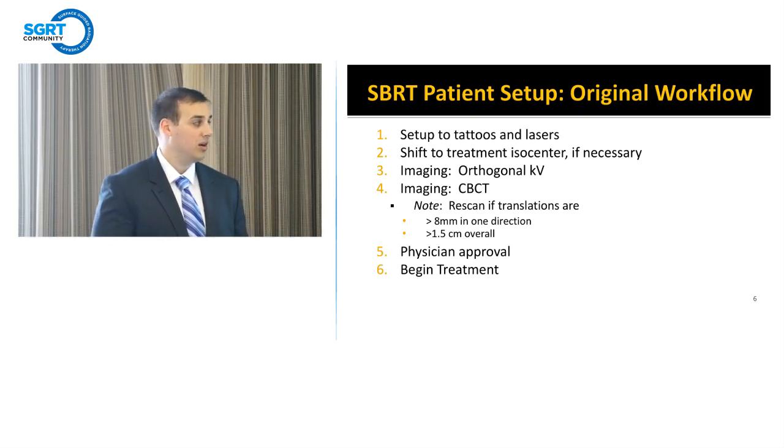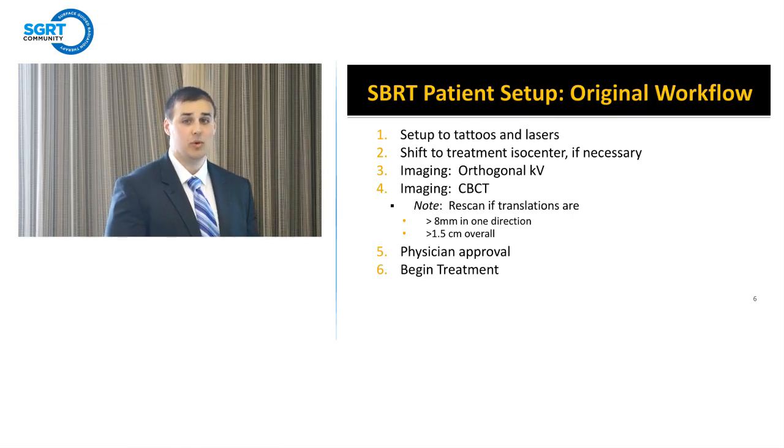And we have an institutional policy in which we do perform a rescan of our cone beam CT if we have greater than 1.5 centimeters overall in all directions, or greater than 8 millimeters in one direction. And so if this criteria is not met, a rescan is automatically performed. And similarly, the physician can not approve of the image, and we would acquire another cone beam CT. And then upon physician approval, we do begin our treatment.